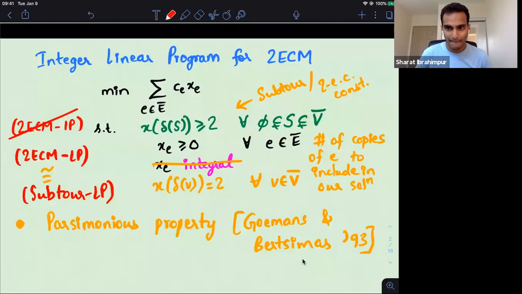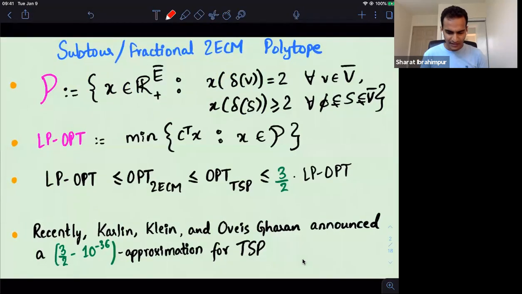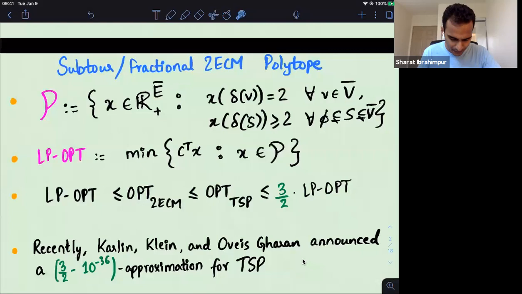Any questions so far? Okay. Let's use a special letter to denote this polytope, this subtour polytope. It is the collection of all non-negative vectors such that the fractional degree is 2 at each vertex, and the x mass on crossing any cut is at least 2. It's the same constraints, just packaged in a nicer, more compact way here. And we'll denote by LP opt the optimal value of solving this linear program, which is minimize c transpose x subject to x in P.